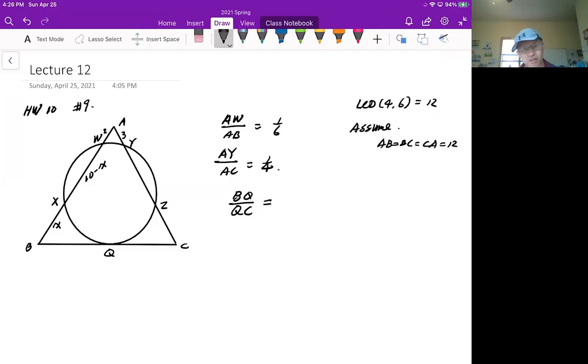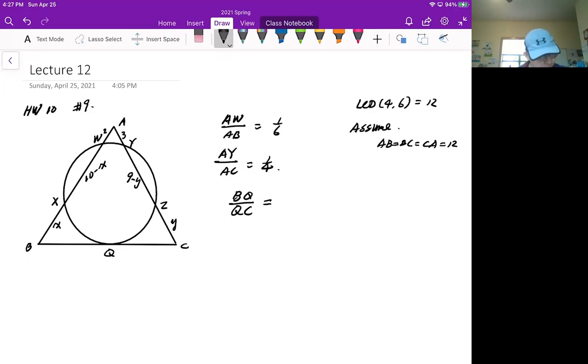Everyone's okay? So I assume that BX has a length of x. So XW has a length of 10 minus x because the entire thing is 12. Okay, and then similarly I can have this is y, and the entire thing will be 9 minus y because the entire BC is equal to 12. 12 minus 3 is equal to 9, right? So 9 minus y, so that's here. So you got all of those kind of stuff here.